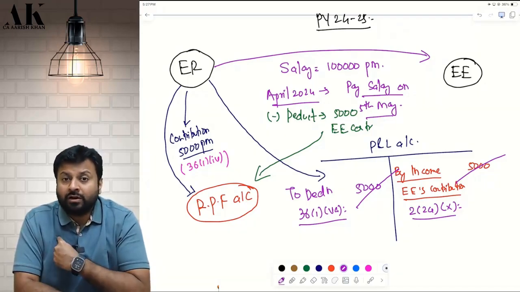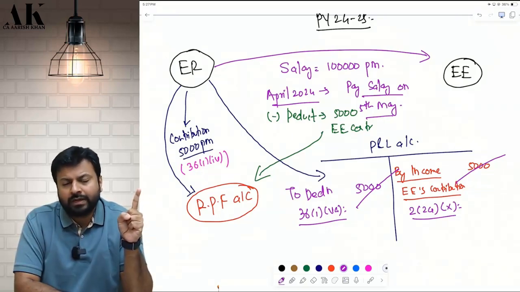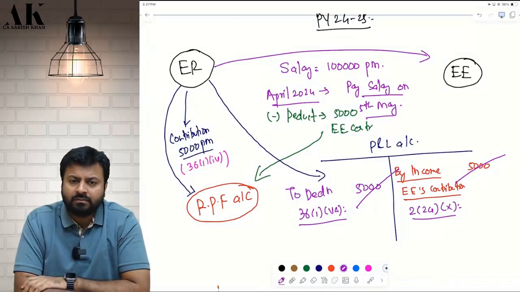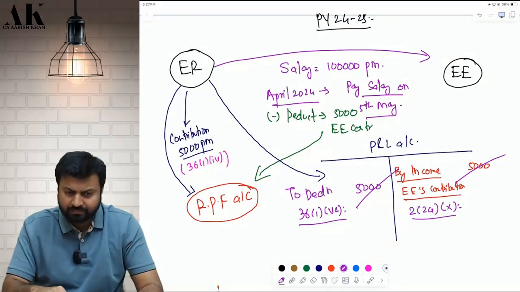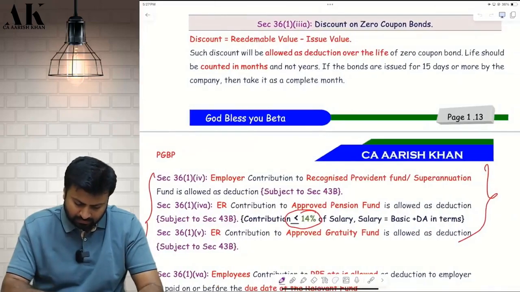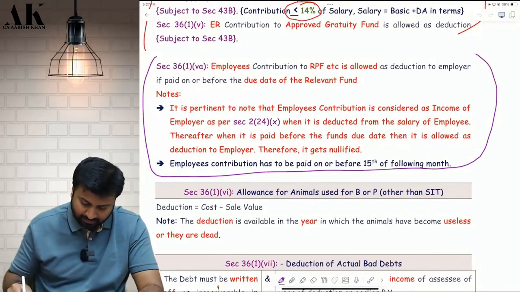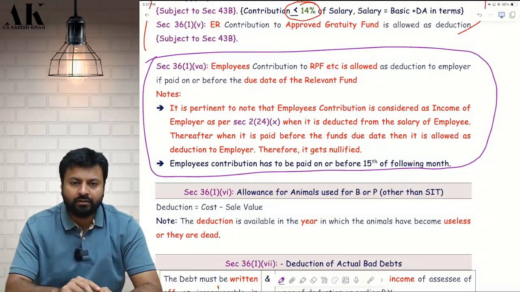So, what is the date to pay the employer contribution? You can pay till the due date of filing of return. You will get the deduction under PGBP. But if you want the deduction of the employee contribution, by when should you pay? You should pay by 15th of the following month. Is everyone clear with this? Please tell me. So this discussion is mentioned over here. You can read this entire paragraph at your end once. Okay. Then we'll go ahead.